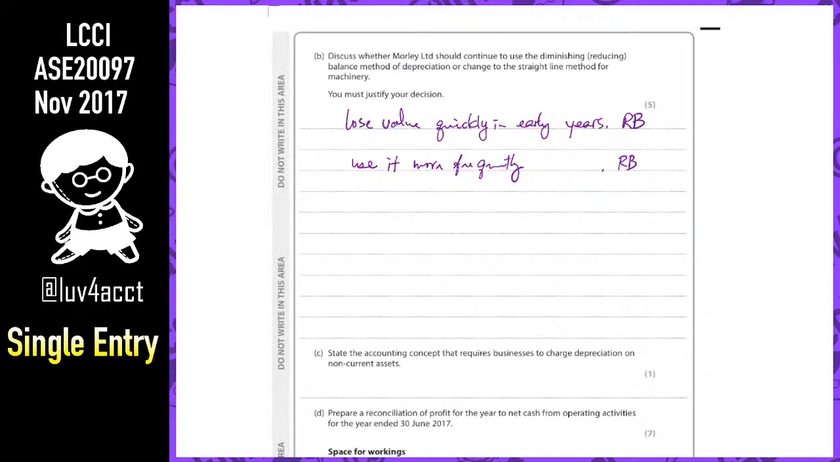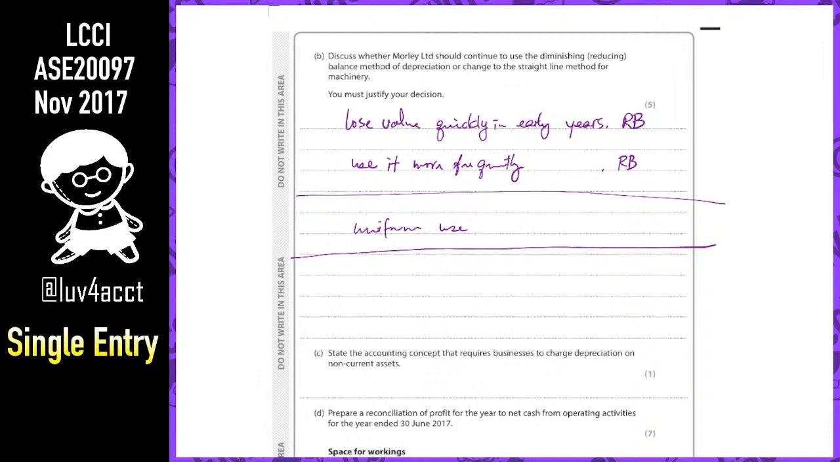How about for straight line? Straight line is if it is for uniform use, then it is good. I would prefer not to say it is easier to calculate, because this is not our primary consideration, whether it's easy or not. Depreciation method is not difficult.